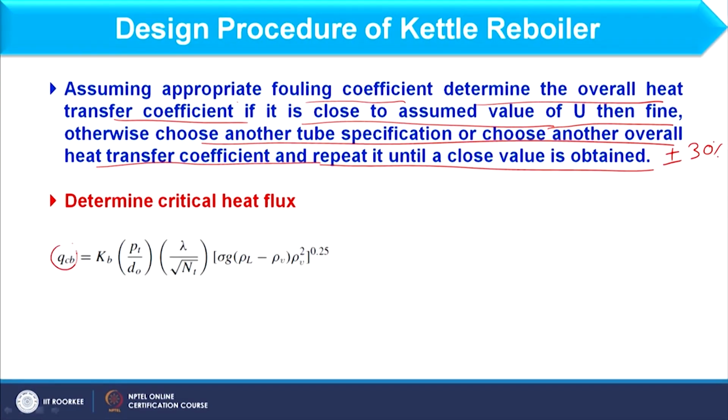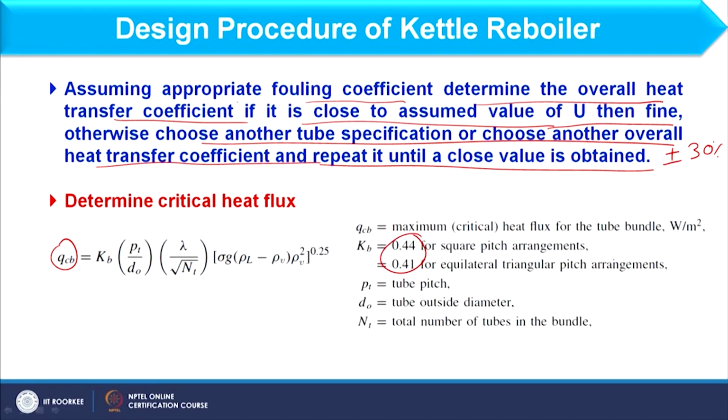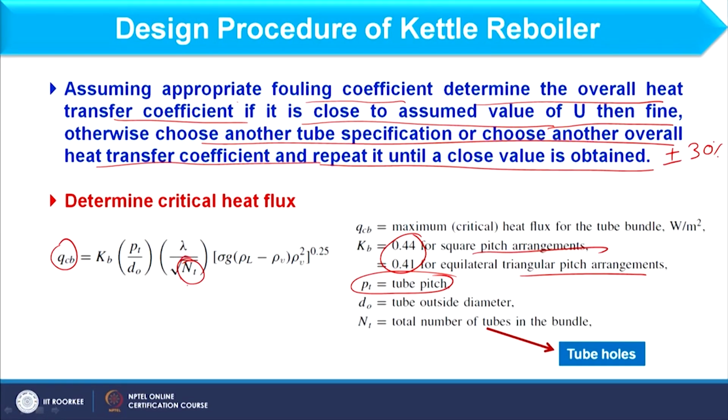As far as calculation is concerned, you can find the critical heat flux using this expression, where different parameters are given, like the Kb value depending upon the arrangement. So, you can choose the value accordingly. Pt is the tube pitch, and here Nt is basically the number of holes. If I have a straight tube, we can consider the number of tubes equal to the number of holes. But if I have a U tube, then the number of tubes times 2 will be the number of holes. So this Nt you should count very carefully.